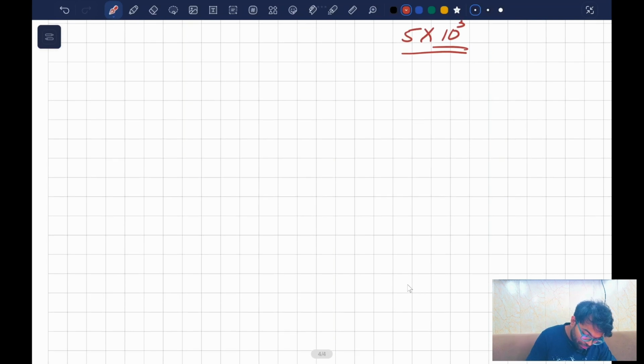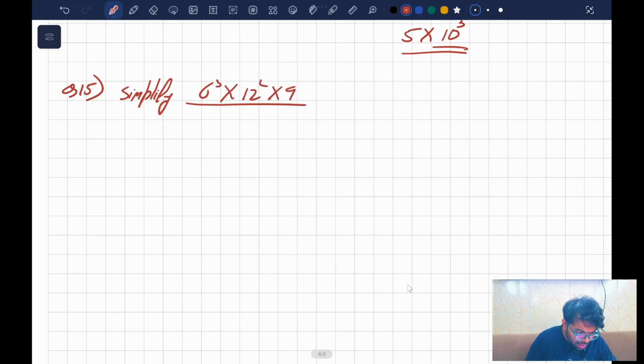अगला क्वेश्चन नंबर 15। Simplify 6 cubed multiplied by 12 squared multiplied by 9 upon 18 squared multiplied by 24. Okay, so it's a very easy question. देखो यहाँ पे हम लोग क्या कर सकते हैं, 6 क्यूब को हम लोग कैसे लिख सकते हैं?